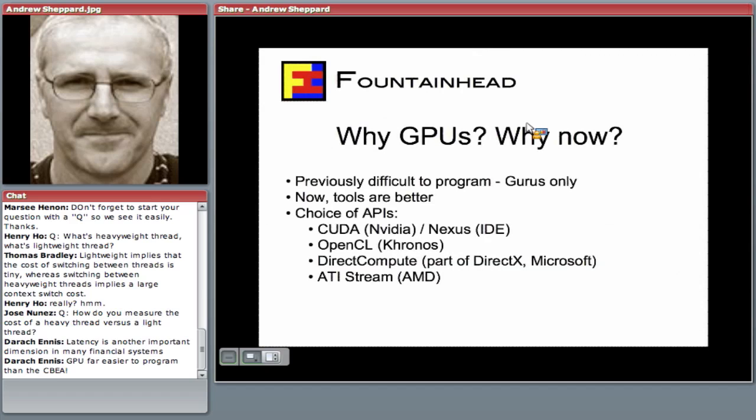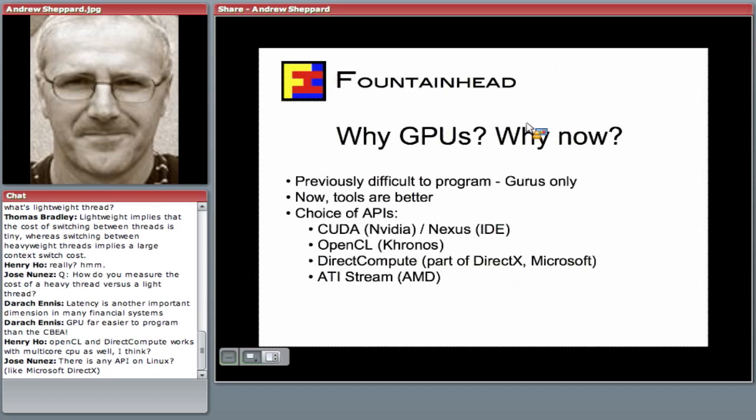So what's changed is that you no longer have to be a guru to program and take advantage of these GPUs. In fact, if you're just a reasonably competent programmer or just sufficiently determined, you can start writing GPU programs fairly easily.